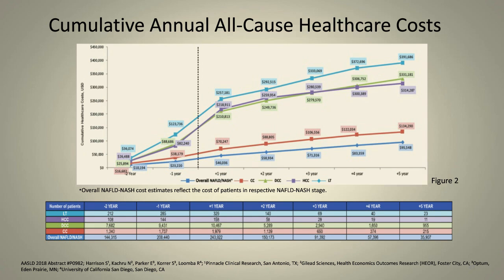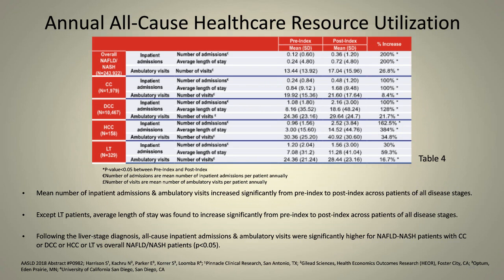So ultimately, a couple take-home points from this study, when you look at annual all-cause healthcare resource utilization, what you notice is the mean number of inpatient admissions and ambulatory visits increased significantly from pre-index to post-index across patients of all disease stages. And so I think what that tells me is that, again, we need to identify these people early on before they decompensate, develop liver cancer, and need a liver transplant.